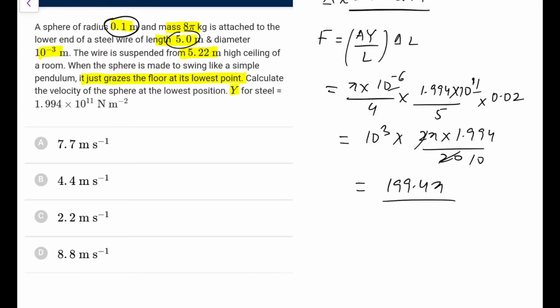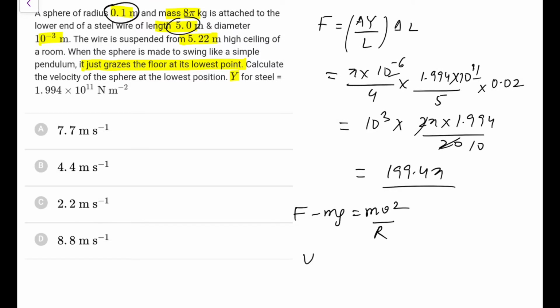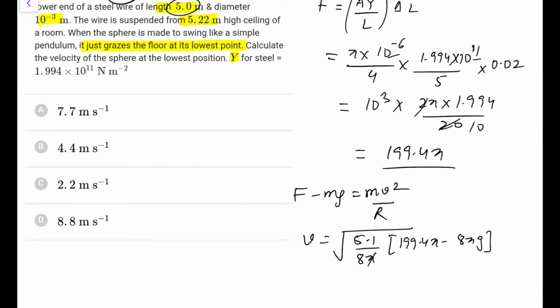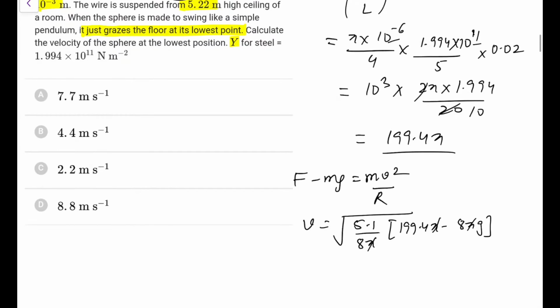Okay, this is the force. Now we write the equation, F minus mg is mv square by r. R would be 5.1 or 5.12, it doesn't matter. So V comes out as root of r by m, that is 5.1 upon m is 8 pi, and this would be 199.4 pi minus mg, would be 8 pi into g. So this pi goes. So what we are left with here, if I check it, it comes out as this is what we get. Okay, this would be T minus mg we have got.